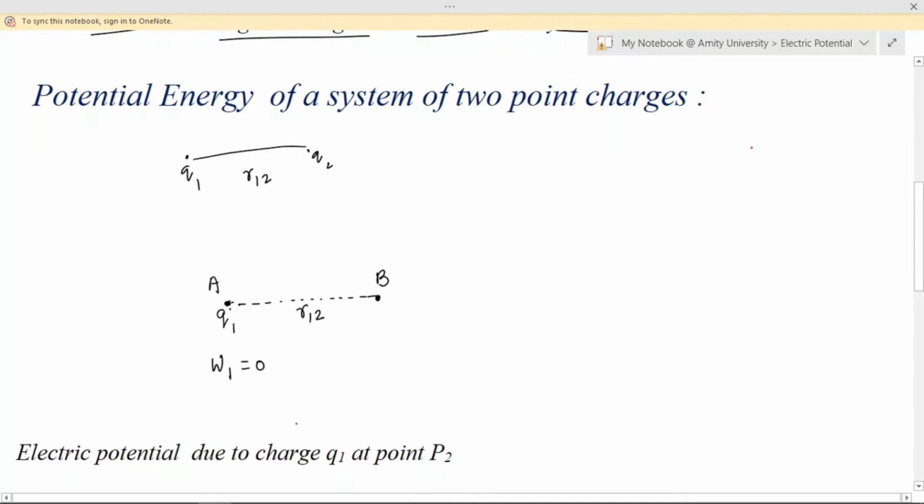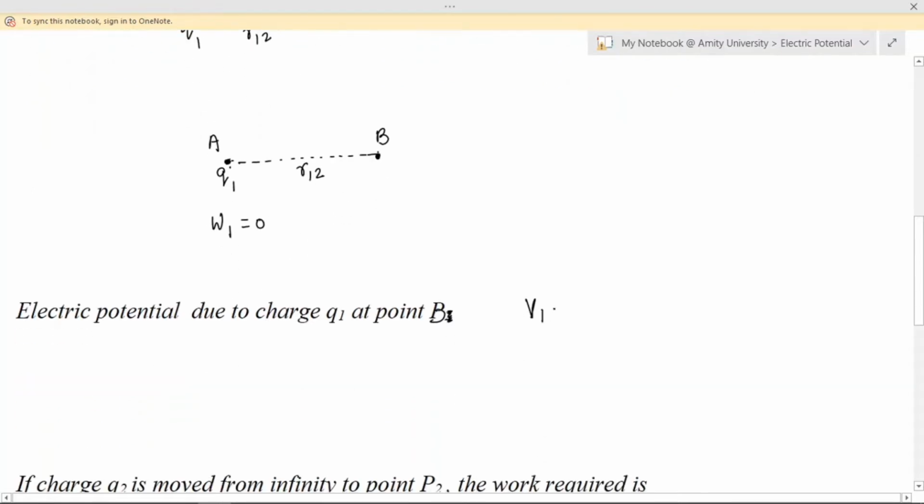So in that case, first of all, we need to determine the electric potential due to this charge Q1 at this point. I consider this point to be B. So the electric potential due to charge Q1 at point B, let us name it V1. How much will this V1 be equal to? From the definition of potential due to a single charge, we can consider it to be 1 by 4 pi epsilon naught Q1 by R12. This is the potential at point B due to charge Q1, which lies at point A.